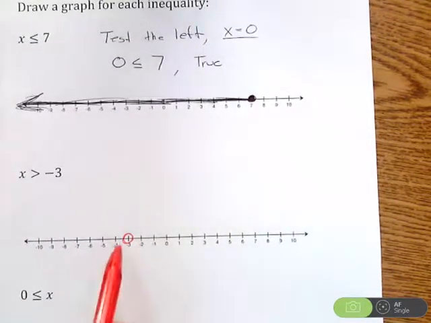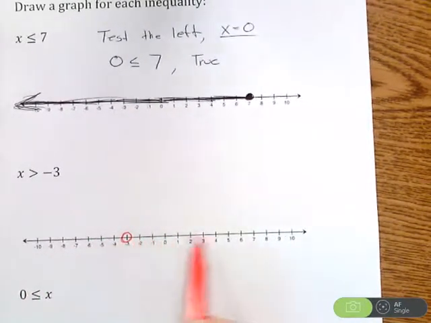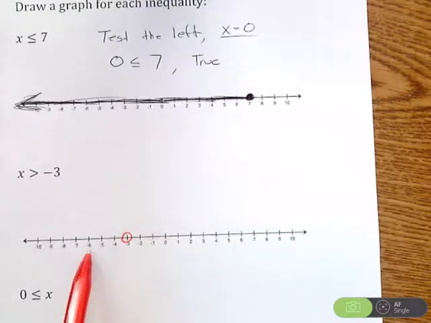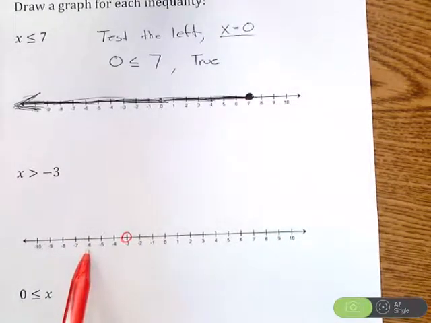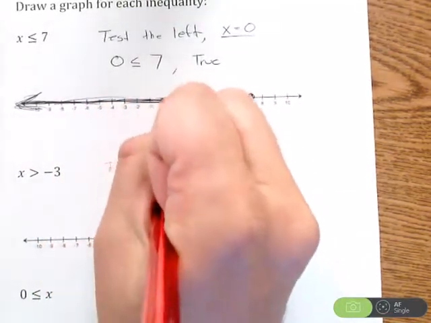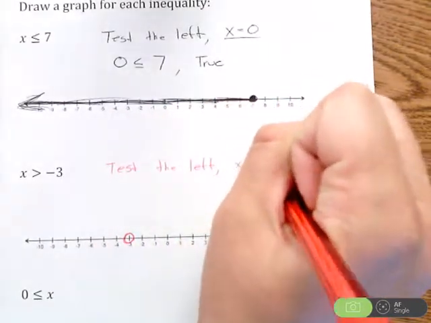So now I got to figure out, are my solutions to the left or are my solutions to the right? So you can test one side. I'm going to try this left side. I wonder if -6 is part of my solutions. If it's true, then all these numbers to the left are the solutions. So I'm going to test the left, and let's do x equals -6.